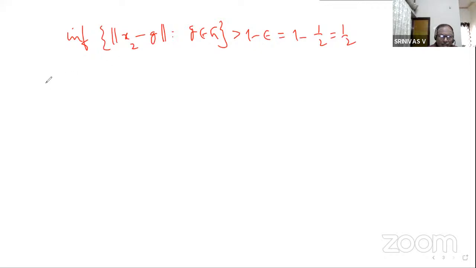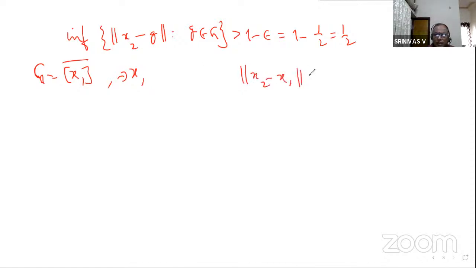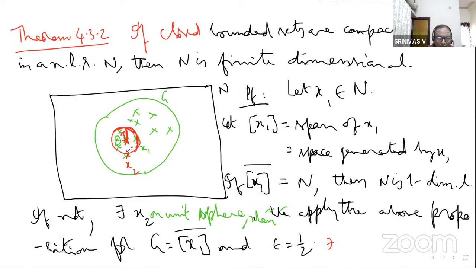What is G? G is the span of x1 closure. So you let small g belong to this, and x1 belongs to it. So you can take x1 here, and you have norm of x2 minus x1 is greater than half. This you get.